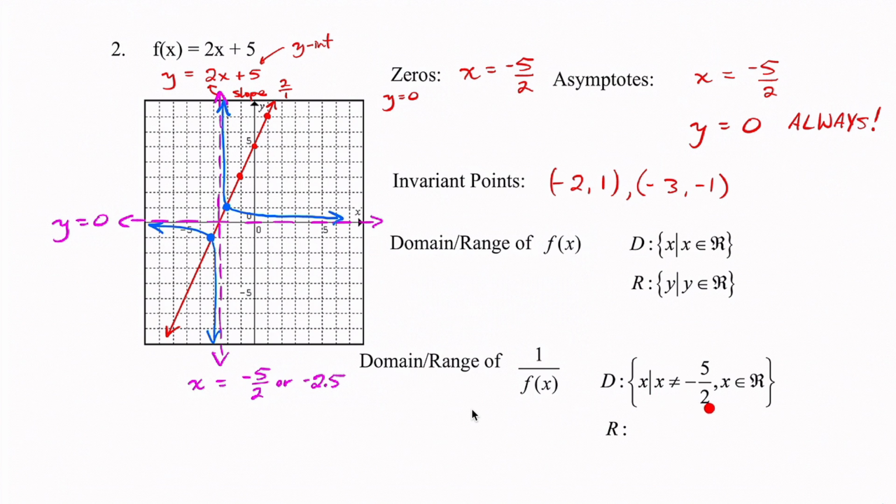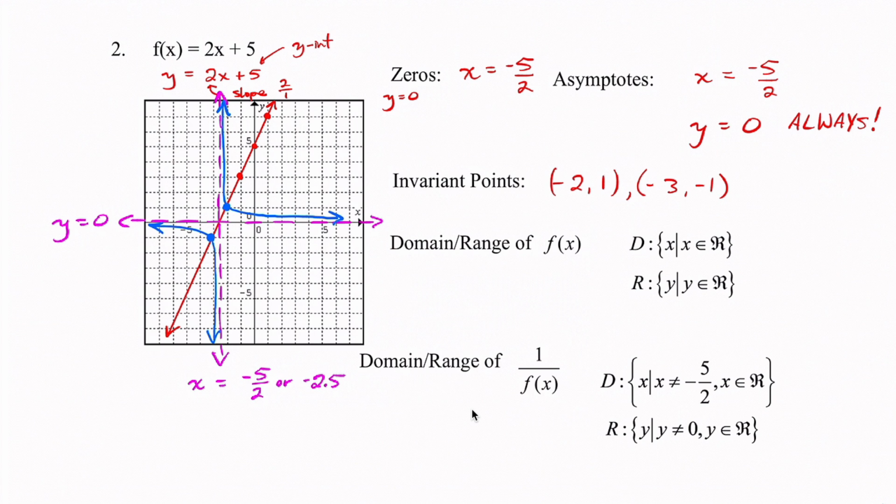X cannot equal -5/2. And then my range started here, went up, started to turn, and then it didn't cross this point, didn't cross at y = 0, kind of hopped to here and then kept going up. So again, this is going to tell me my range. We can have everything except y cannot equal 0. So that was our last example.